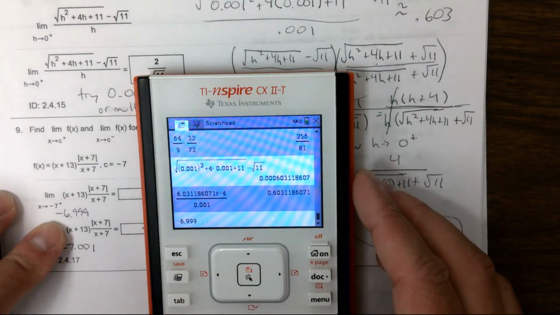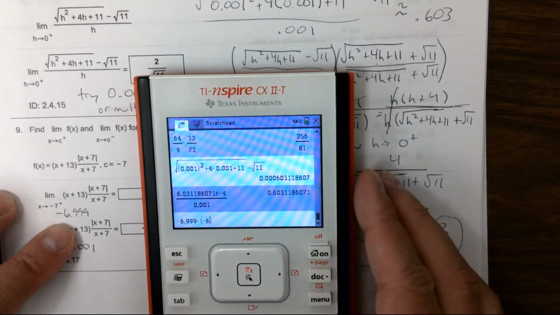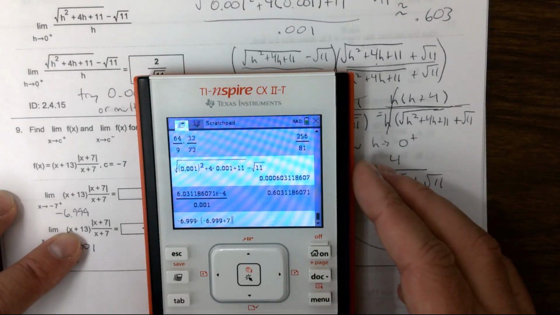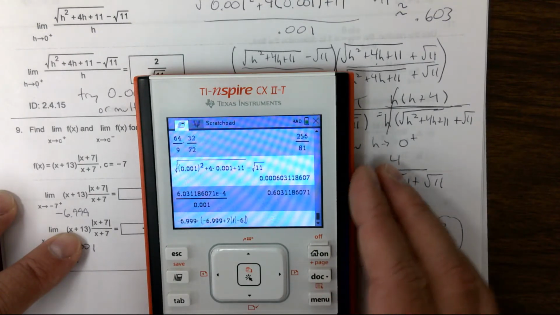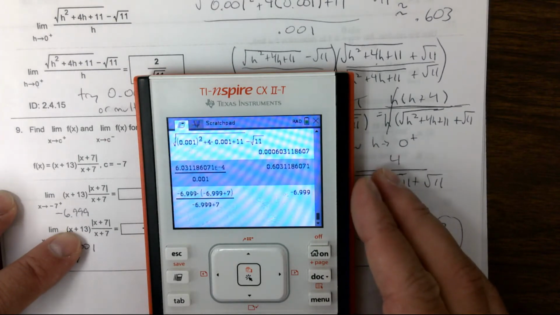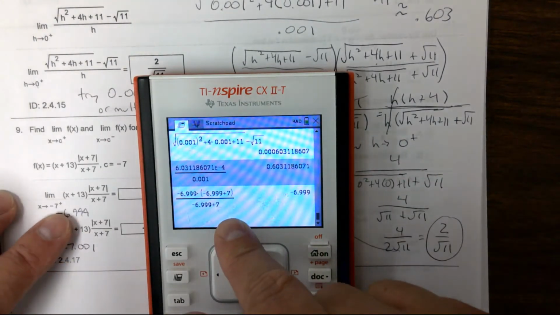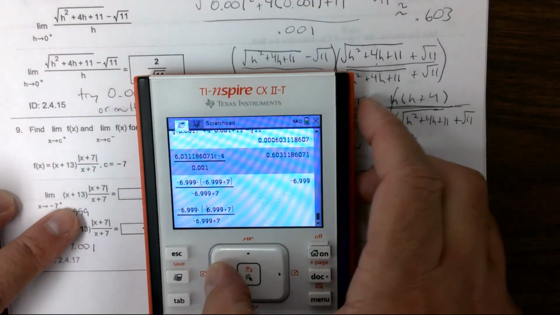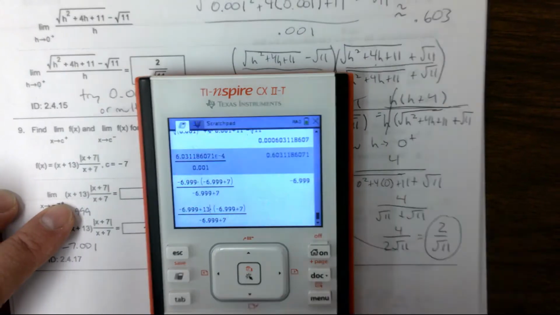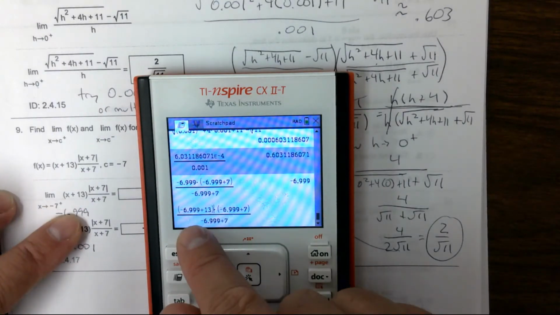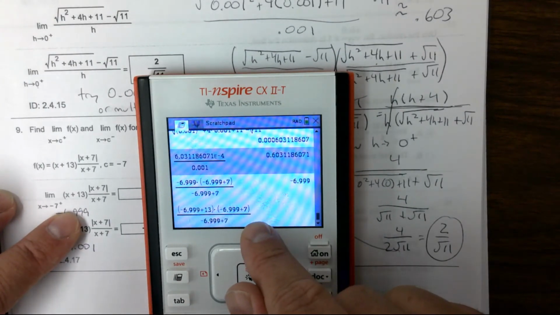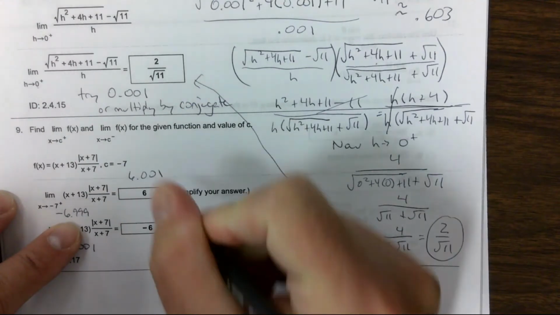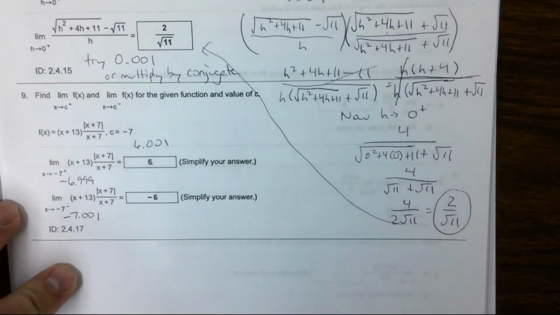-6.999 times parentheses -6.999 plus 7, divide by -6.999 plus 7. Okay, oh, I forgot one quick step. This one we were supposed to do plus 13. Let's do our parentheses. Okay, so that plus 13 times that over that. So that gives us 6.001, and so we can just make that 6, and then we're going to do the same thing for the denominator.